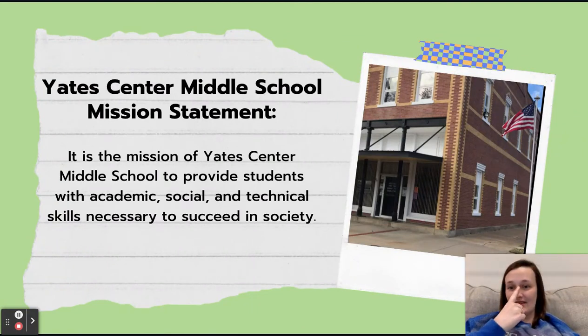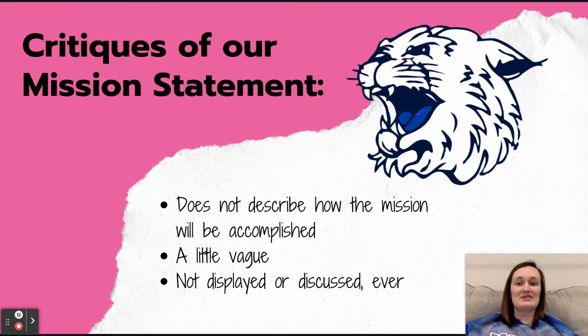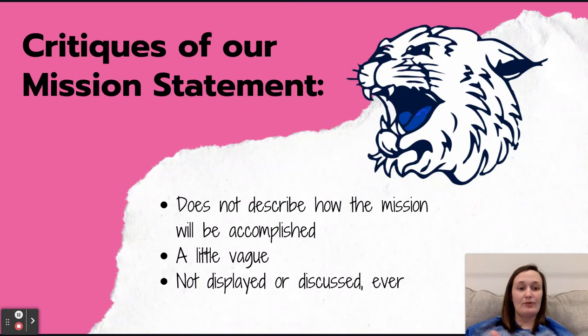It is the mission of Yates Center Middle School to provide students with academic, social, and technical skills necessary to succeed in society. So, my critiques of this statement: it does not describe how the mission will be accomplished. It states what the goal is, but not exactly how they're going to do it. And therefore, it's just a little vague. How does it describe success? It's different for just about everybody.